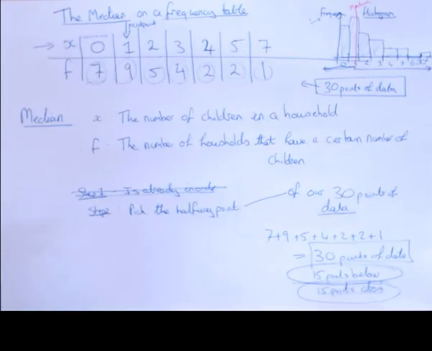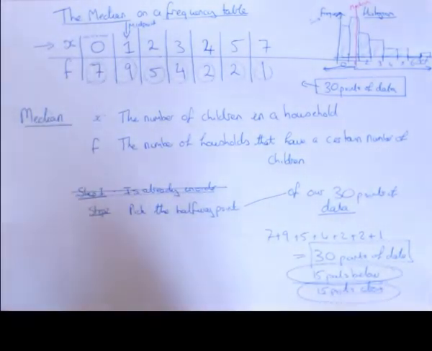So to find the median from a frequency table, we've got discrete data, otherwise we couldn't have a frequency table. It's numerical data, so that we can find a median. You can only find a median if you have numerical data. You can only have a frequency table if you have discrete data. So we want to find the median on a frequency table.